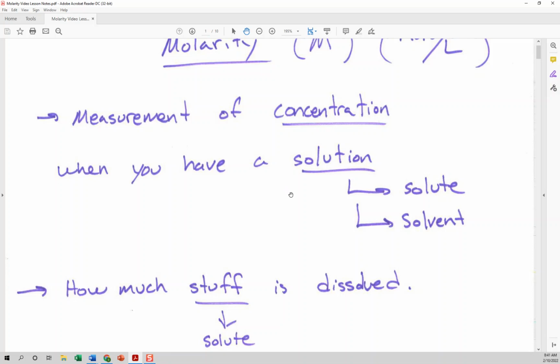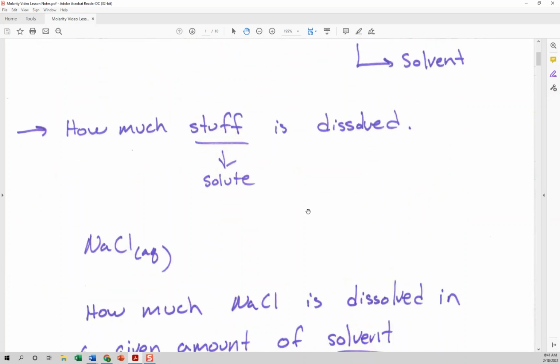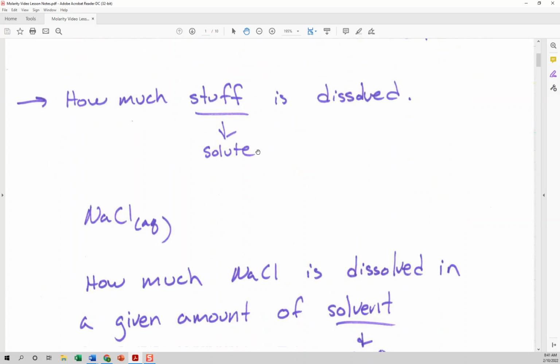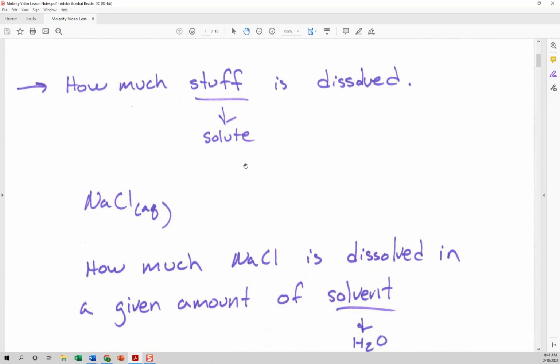That's an important question, right? And so concentration is just a measurement of how much stuff you have dissolved in an amount of stuff, right? So it's how much stuff you have dissolved. How much solute do you have dissolved? That's the measurement of concentration. So that's all concentration is a measurement of, all right?